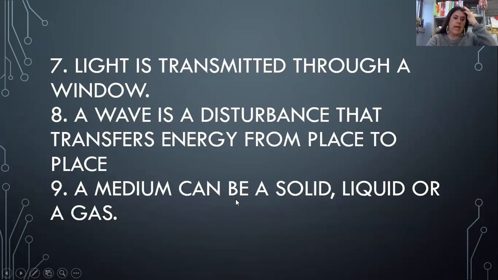Number 7 is light is transmitted through a window. So the way that light interacts through a window or any transparent material is that it is able to move through that material.